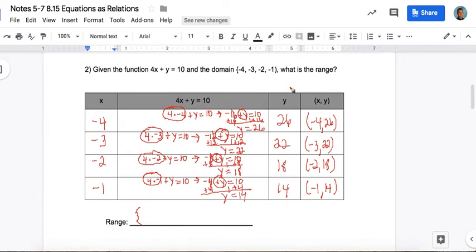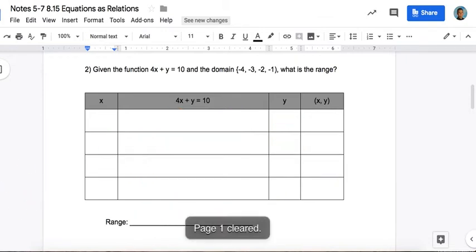Okay, now I'm going to write my y value, or my range, in order from least to greatest. So 14, 18, 22, and 26. Okay, turn the page.